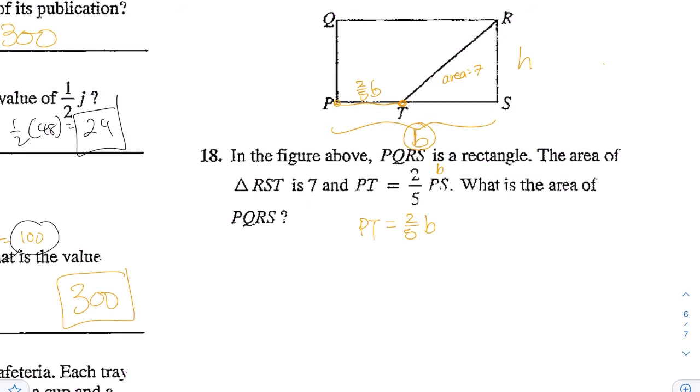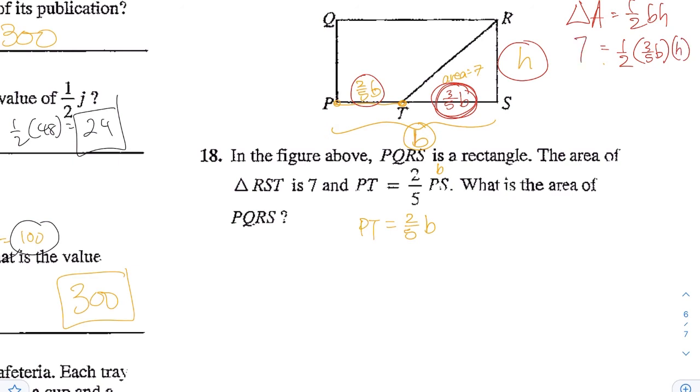Now the base of this triangle is what we can actually use to figure out the area. The base of the triangle has to be 3 fifths of B, because 2 fifths of B plus 3 fifths of B will be equal to 1 whole, 5 fifths of B. So for this triangle RST, the base is 3 fifths of B and the height is H. So remember, the area of a triangle is equal to 1/2 base times height. So that's going to be equal to 1/2 times 3 fifths of B times H, and we know that this is equal to 7.